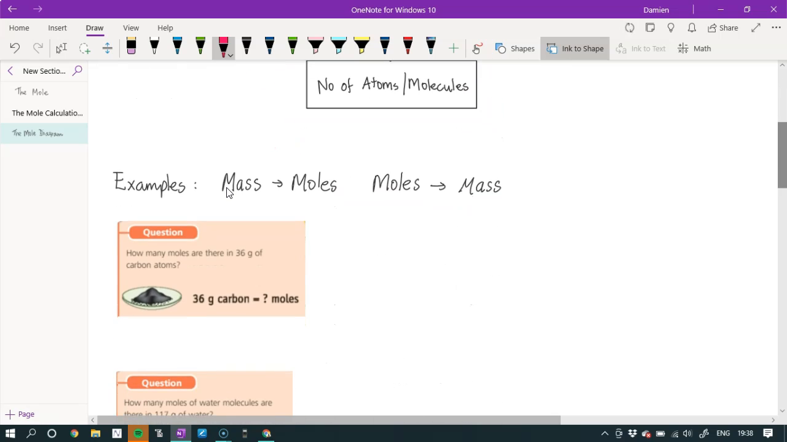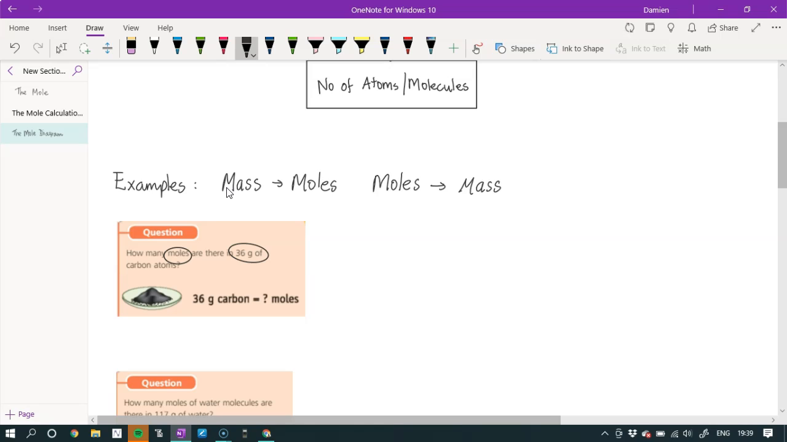So let's take an example. First question: how many moles are there in 36 grams of carbon atoms? Always in these questions, you'll be asked a question. So how many moles? You're looking for moles. You are also going to be given some information. So we've been given 36 grams of carbon atoms.